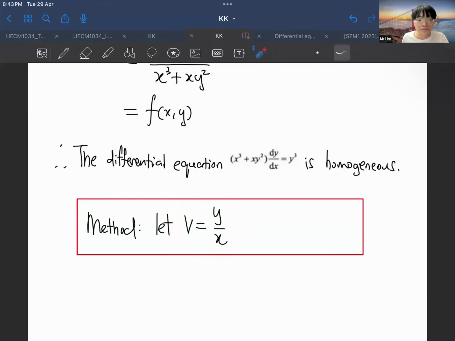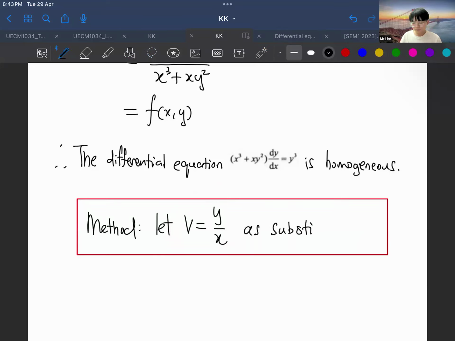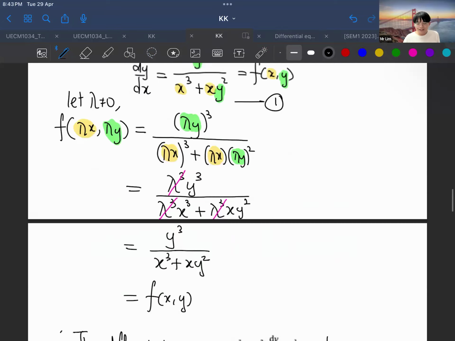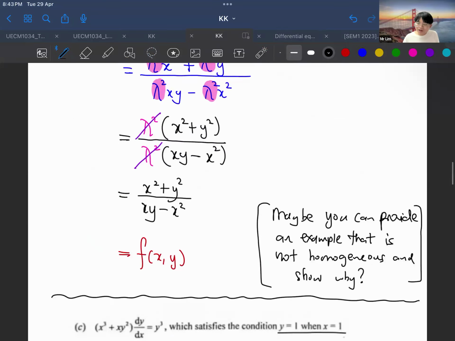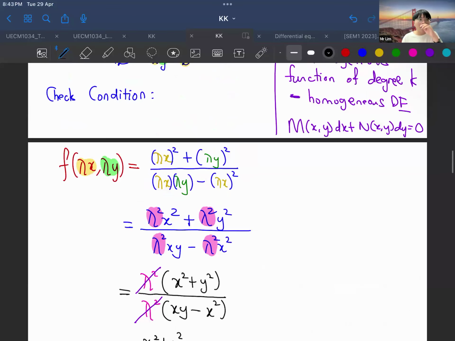As the substitution to help you to solve. As a substitution. All right, always, if it's homogeneous, V equal to y over x. There is actually another bonus.